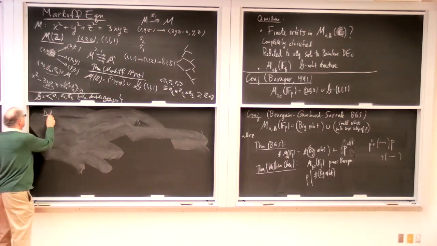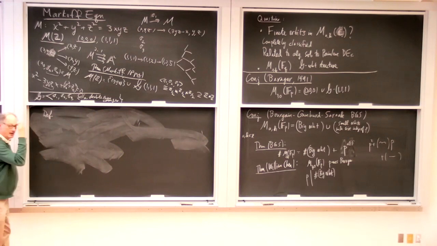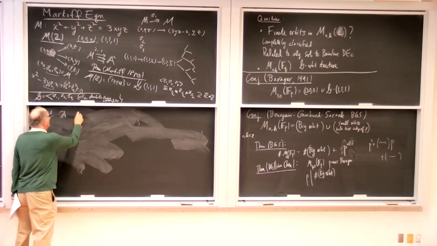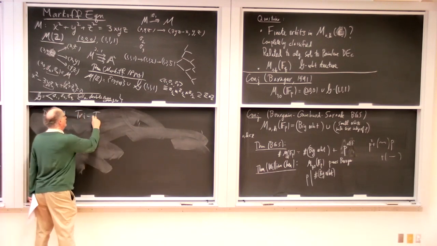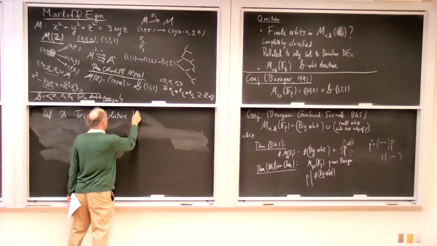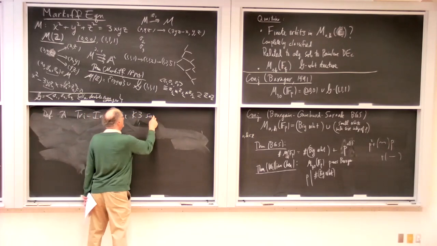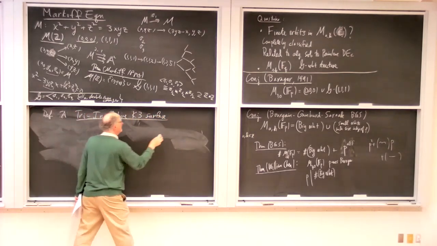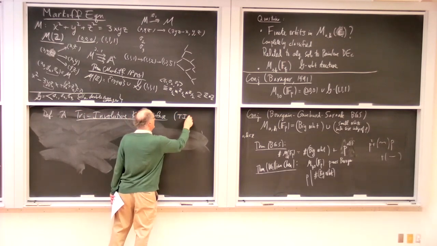So, definition. The thing is, these don't actually have a standard name in the literature, so we made one up. They're sometimes called Wehler surfaces. So a tri-involutive K3 surface, which we'll abbreviate TIK3s.